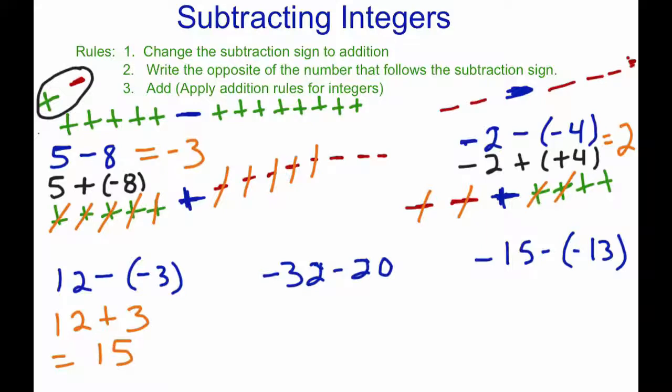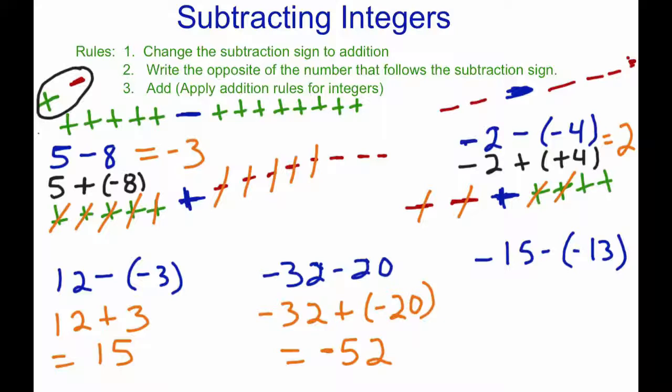Negative 32 minus 20. The negative 32 remains the same. Change the minus to plus. Change 20 to the inverse, which is negative 20. Good. Now, we have 2 negative signs, and when they are alike, A for alike, we will add, A for add. So we'll add them. 32 and 20 is 52, and we keep the sign negative.